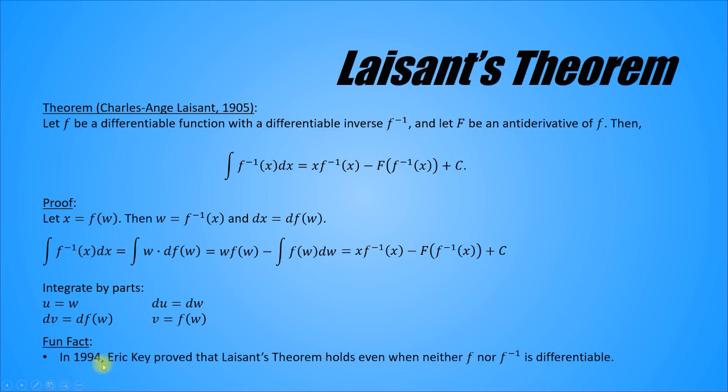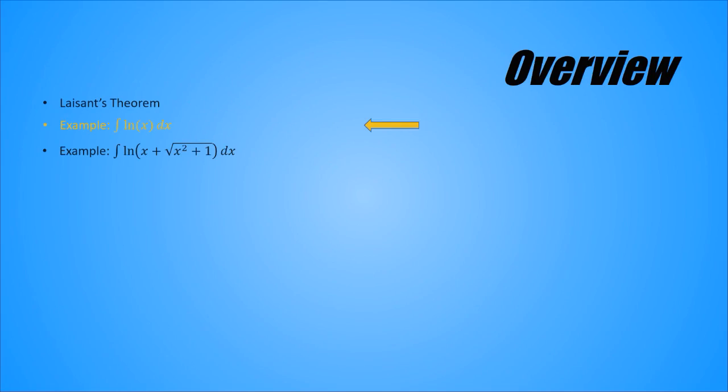But in 1994, Eric Key proved a stronger version of the theorem in which he did not make those assumptions. I'll post a link to Key's paper in the description. In the second segment of this video, I'll use Laisant's theorem to integrate the natural log of x. And this is a canonical example that every Calculus 2 student learns how to work out using integration by parts.